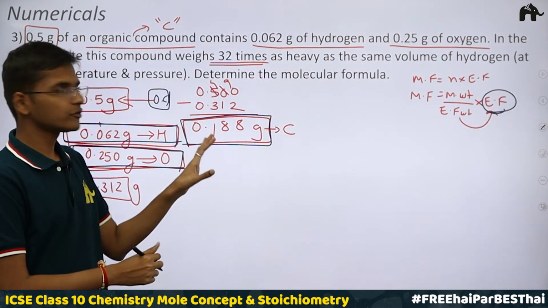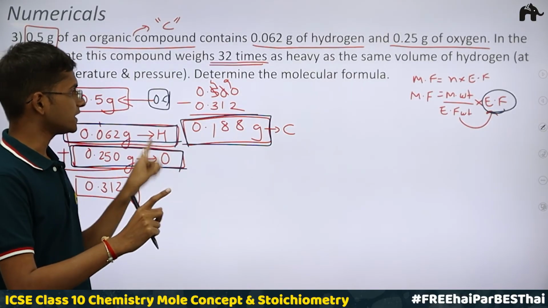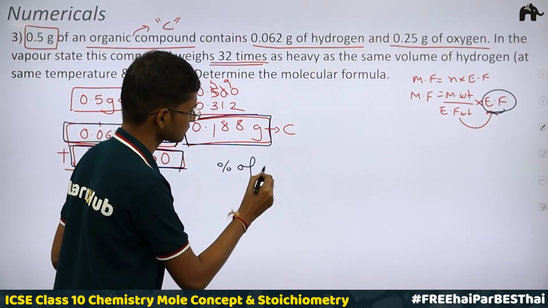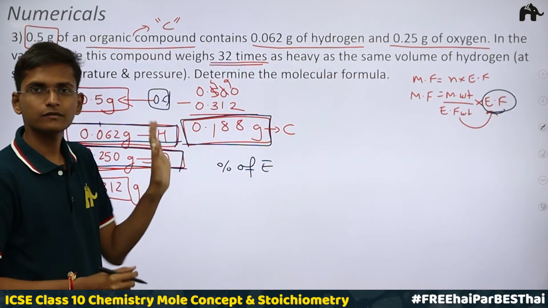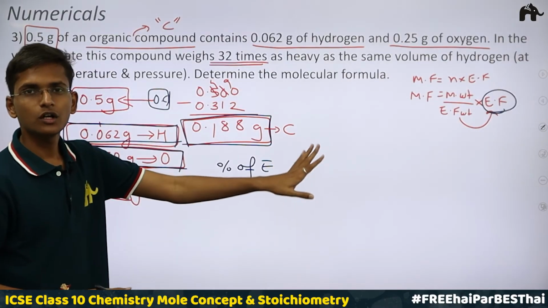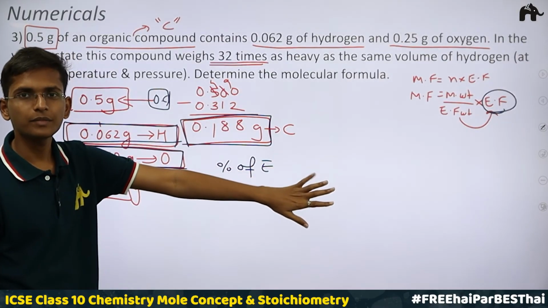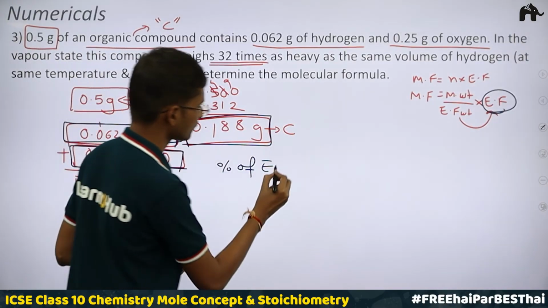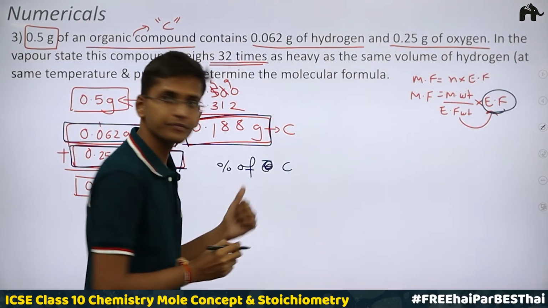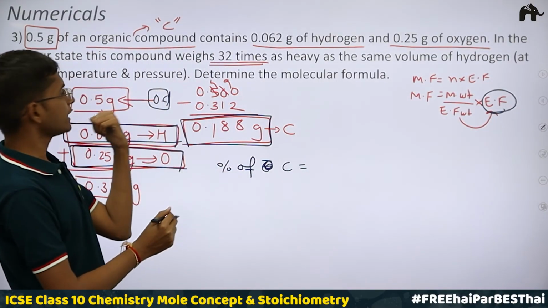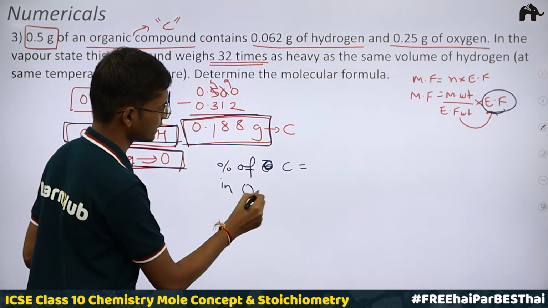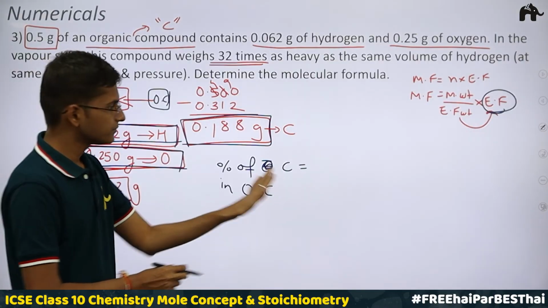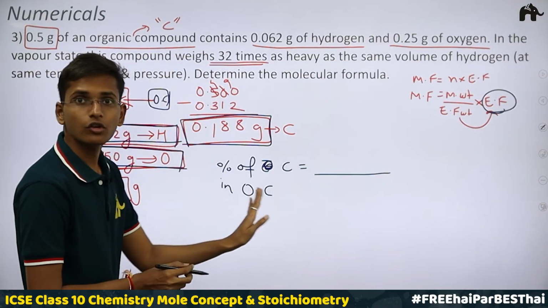So let's start now. First, the percentage by weight of each element. It's very simple. The percentage of an element in a given sample, we have figured out the formula, is equal to the total weight of that element divided by the weight of the sample, into 100. So suppose I'm now taking carbon: the percentage of carbon in the organic compound, I'm just writing OC, is equal to the weight of carbon upon the weight of the organic compound.